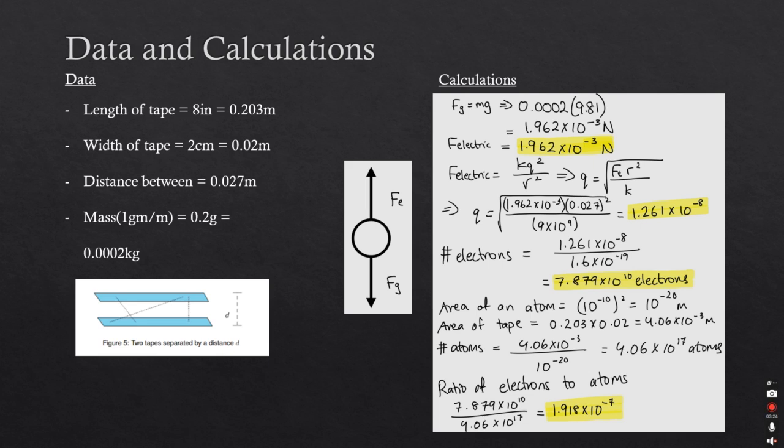Now to find the number of electrons, I divided by the charge of an electron, which yielded 7.879 times 10 to the power of 10 electrons. Now to find the ratio of electrons to atoms, I found the area of the atom, I found the area of the tape, and I divided them. And then I got the number of atoms to be 4.06 times 10 to the power of 17 atoms. And for the ratio of electrons to atoms, I divided them to find 1.918 times 10 to the power of negative 7.